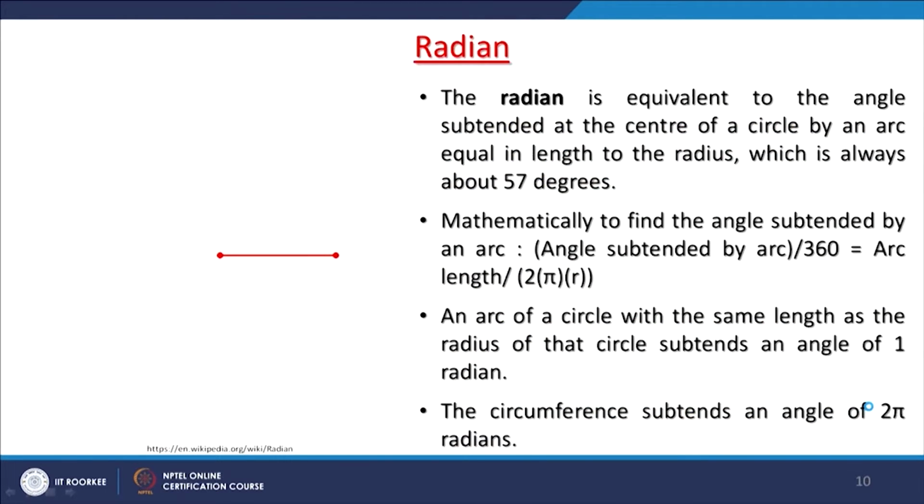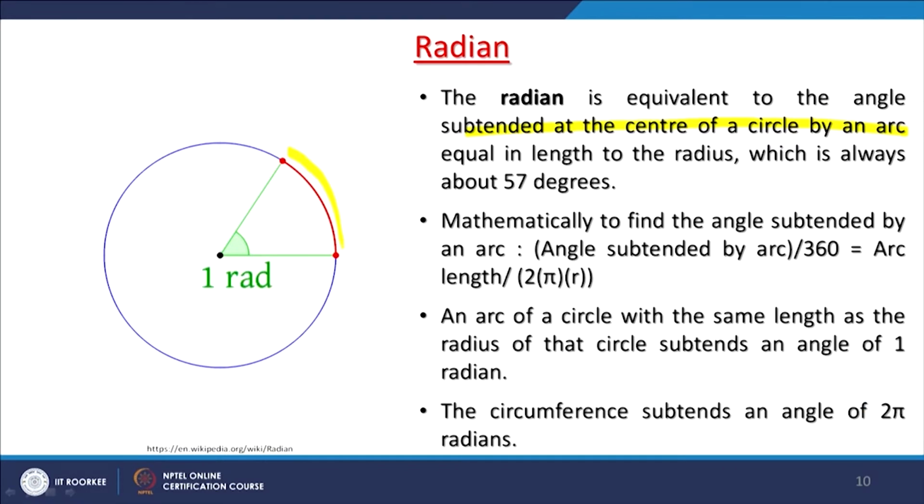Now, the radian, as you are seeing on the left side, this GIF file or simulation is showing what a radian basically is. The radian is equivalent to the angle subtended at the center of the circle by an arc. So, this is the arc we are talking about, and this is the radian, which is always about 57 degrees, because the arc is equivalent to the radius. When we convert this radius into an arc, then this angle becomes always 57 degrees.